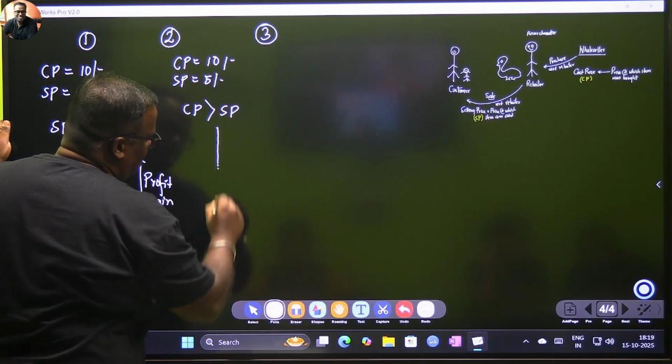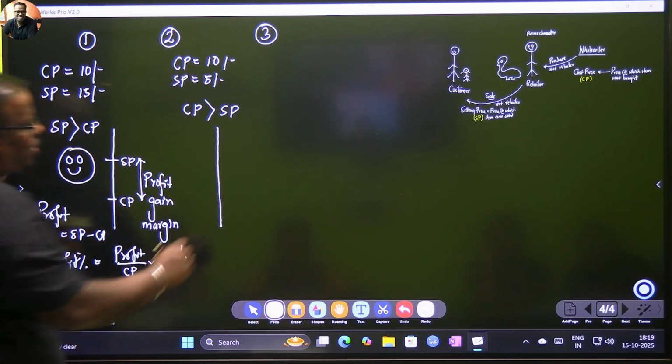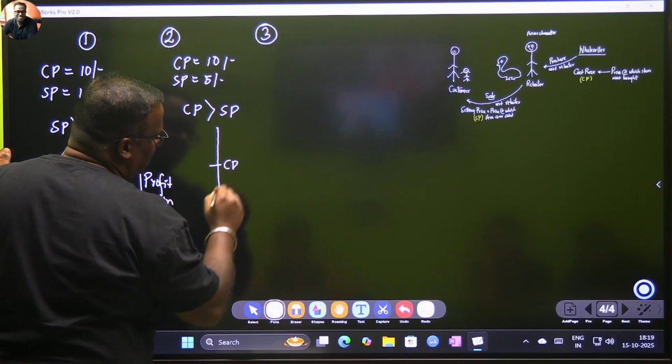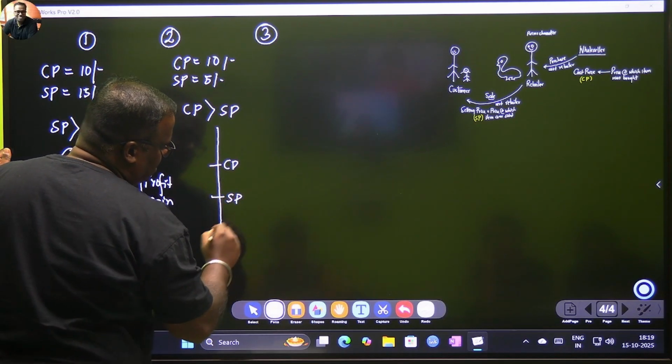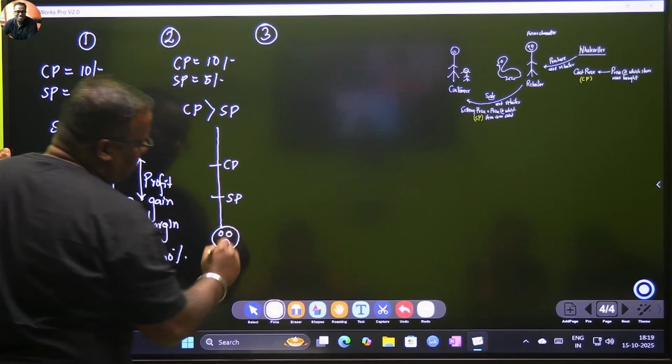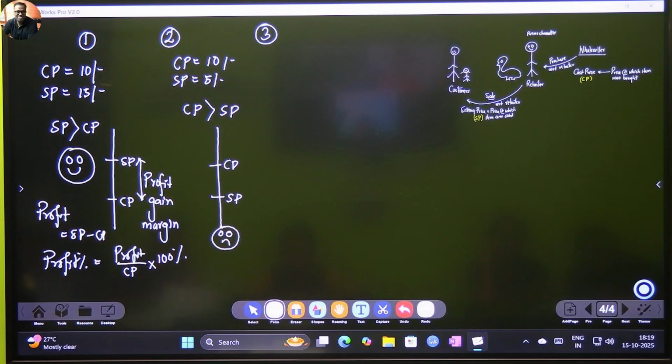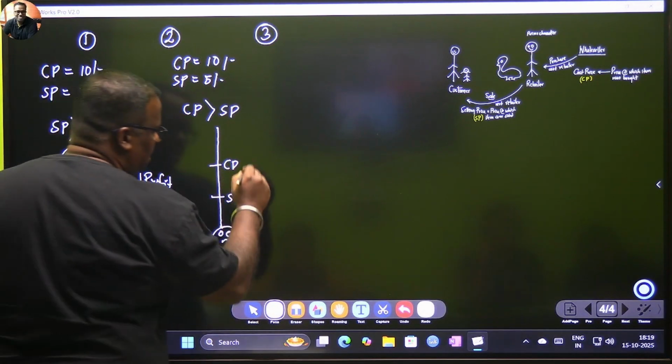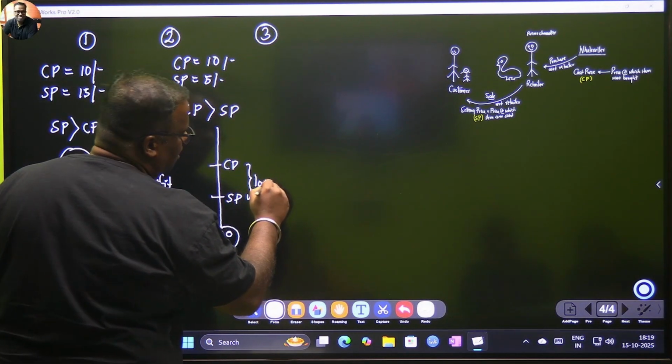So at that time, this scenario happens, right? When this scenario happens, we say that the CP is more than the SP. So always draw this diagram. How is the diagram looking now? You bought something here and you are so ill-fated that it is happening out here. So your face will become like this. You're selling it for less. So in this case, this part will be known as my loss.